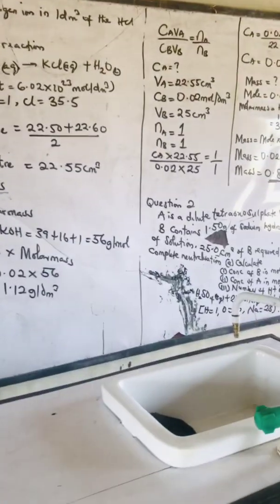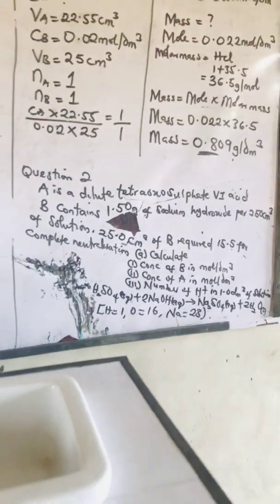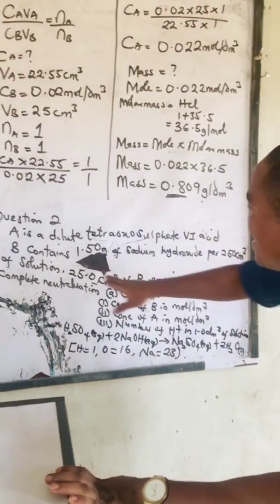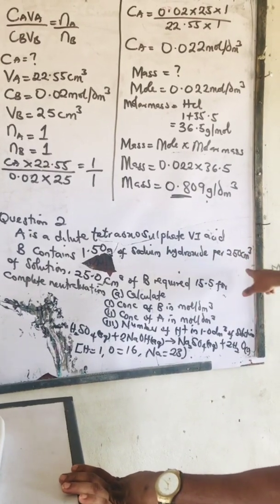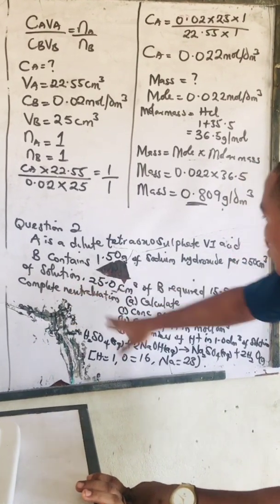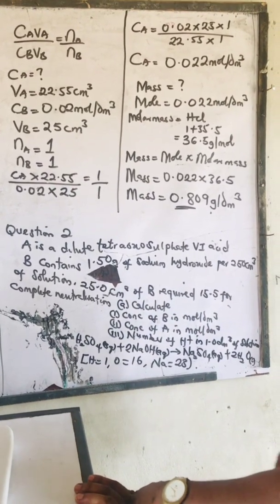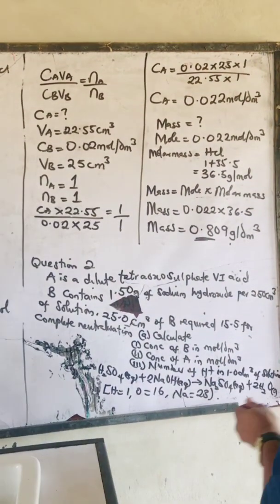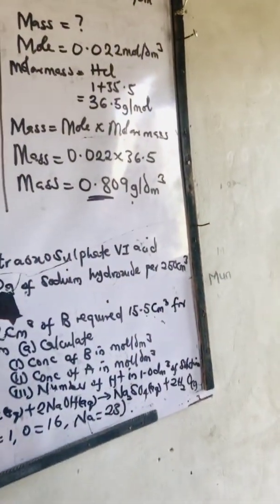Now, that's the first question. Look at the second question. We are going to go about the second question too very quickly. We have A is a dilute tetraoxosulfate VI acid. B contains 1.50 gram of sodium hydroxide per 250 centimeter cube of solution. 25.0 centimeter cube of B required 15.5 centimeter cube for complete neutralization. The unit is very important.